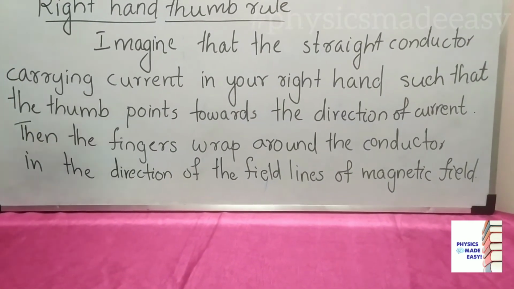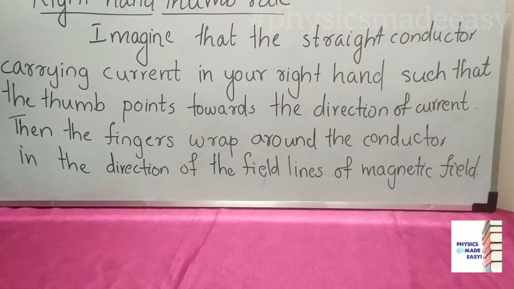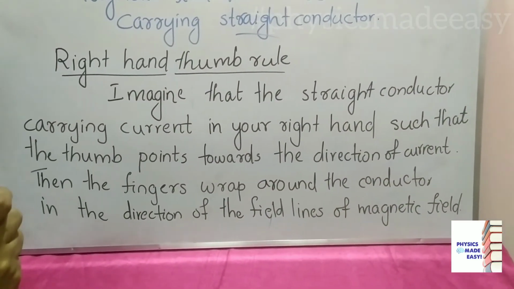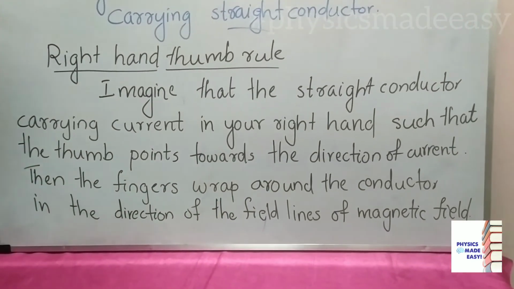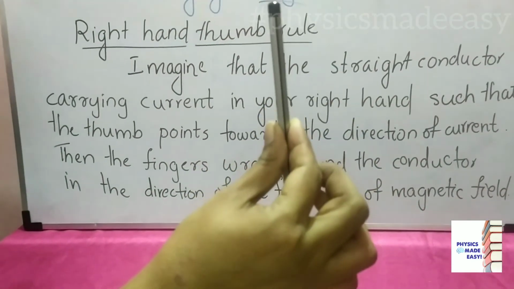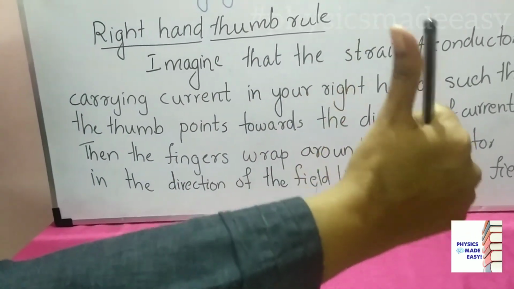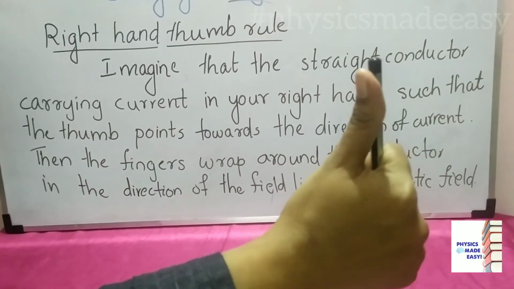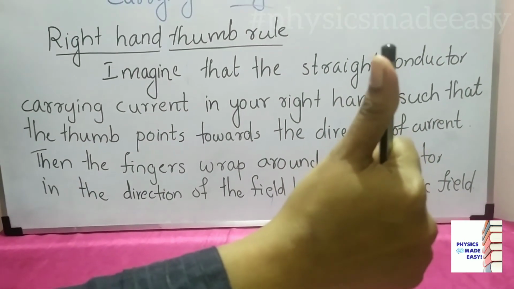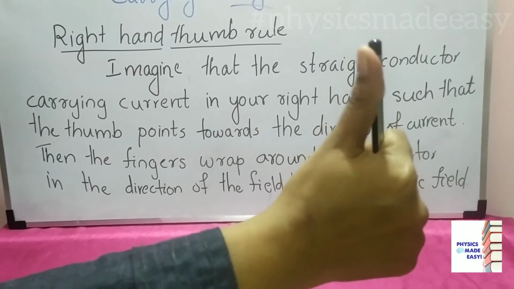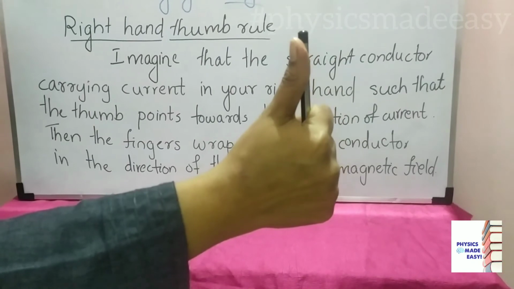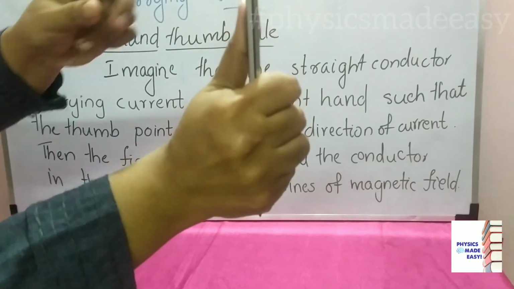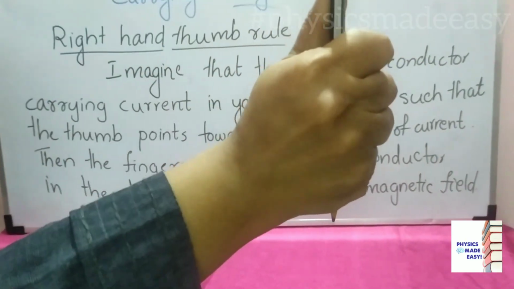Children, the right hand thumb rule gives us the direction of the magnetic field of a current carrying straight conductor. For that, you have to imagine this is a straight conductor, and that the straight conductor is in your right hand. Now you can see I am holding this pencil. You have to imagine this pencil as a straight conductor. Now this thumb gives us the direction of current. Then here you can see these wrapped fingers. The wrapped fingers give us the direction of the magnetic field.